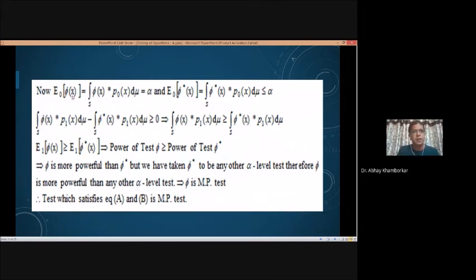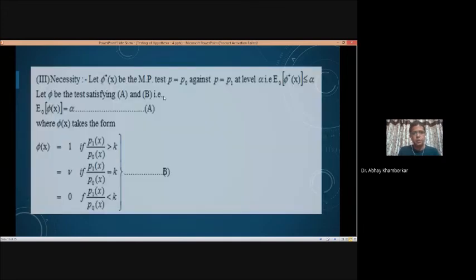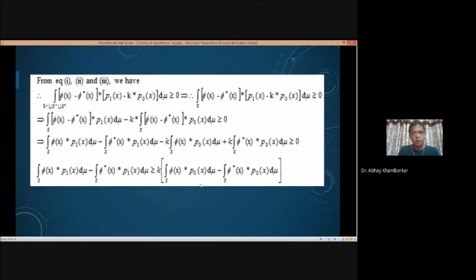You can see that expectation of phi of x is equal to this first term on the right hand side, and this is the second integration on the right hand side. So you can see that expectation of phi star of x is less than or equal to alpha, and expectation of phi of x is equal to alpha, right? So we can replace, if this value is equal to alpha, this value is less than or equal to alpha, that means this difference is always going to be greater than or equal to 0. That means the right hand side of this expression is always greater than or equal to 0.